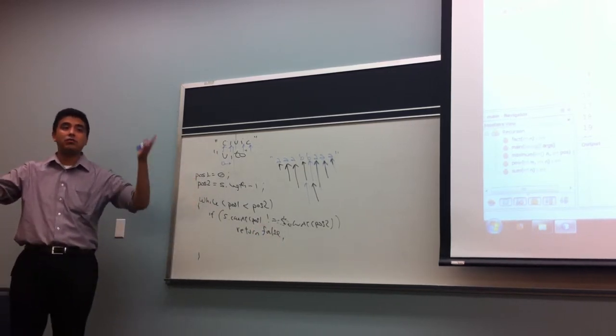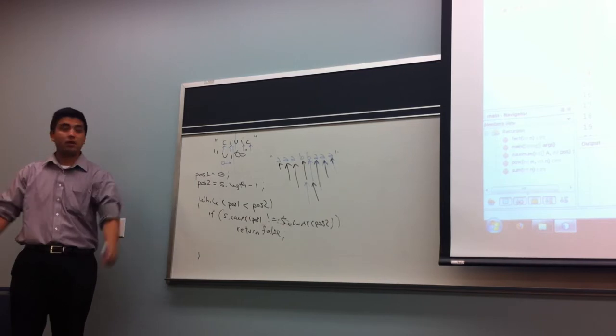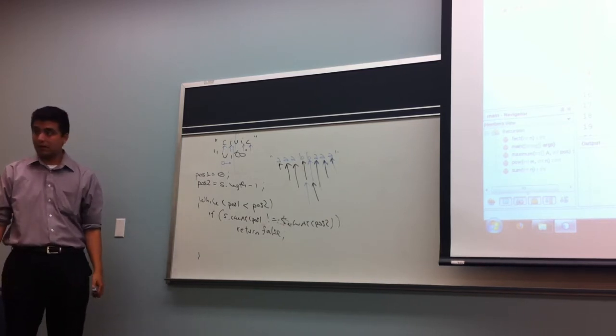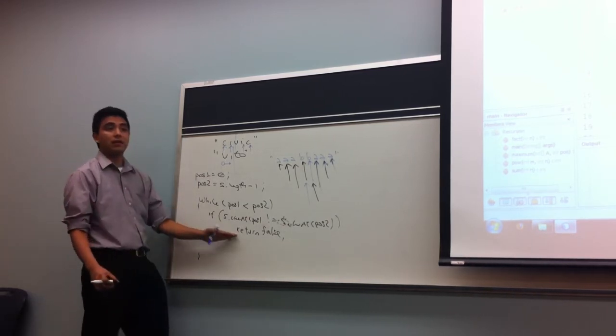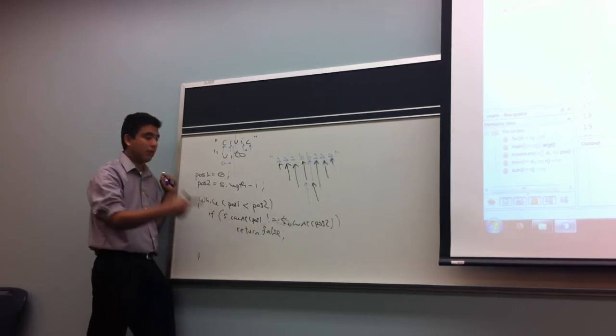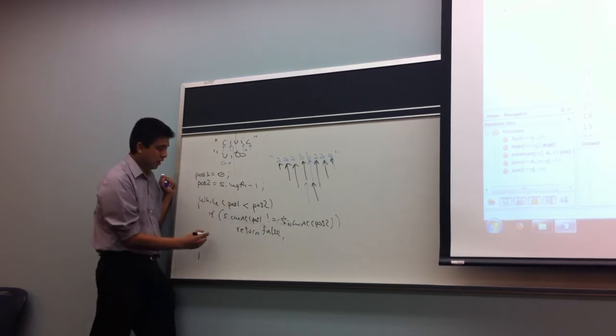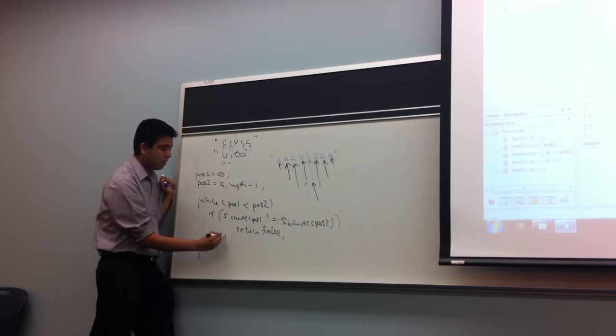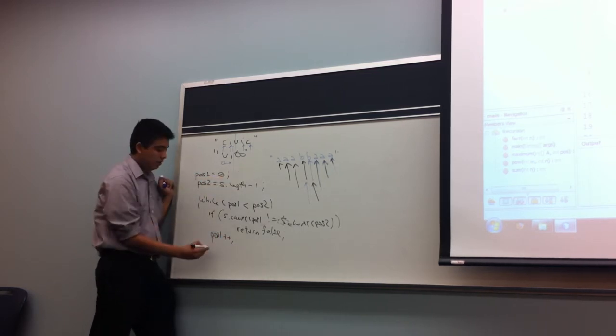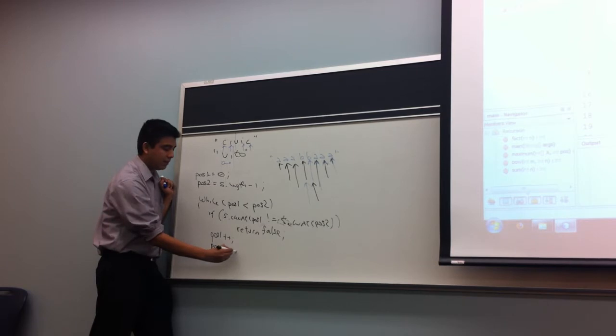Do you need to keep checking? No. As soon as you find a mismatch, it's over. No more a palindrome, right? Correct? Else, you don't need anything else because you have a return here. What you have to do is keep checking, because that means that they were equal, right? So you keep checking. What do you do? You move post 1 to the right and you move post 2 to the left.